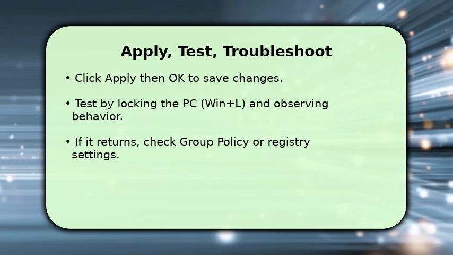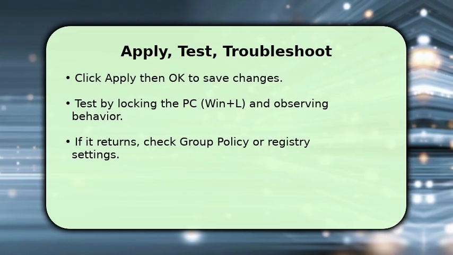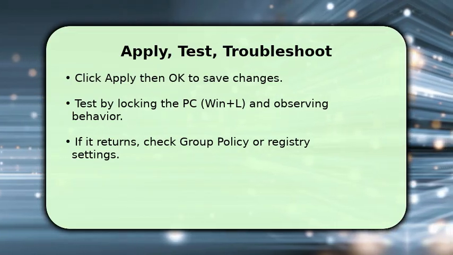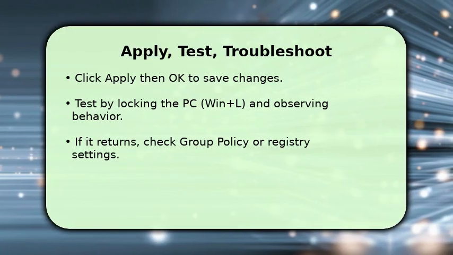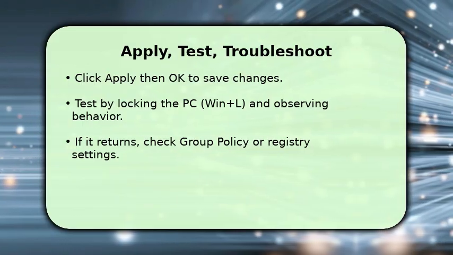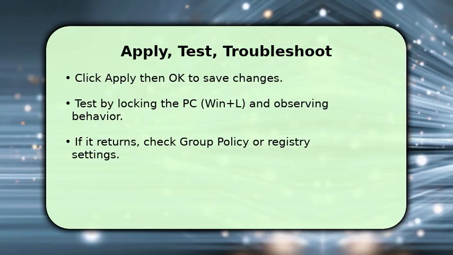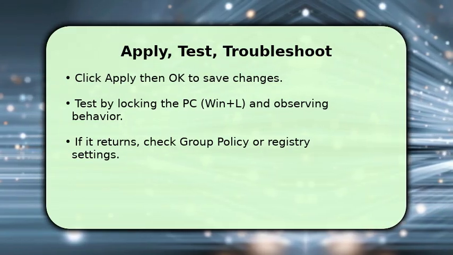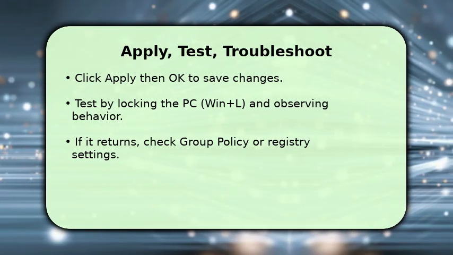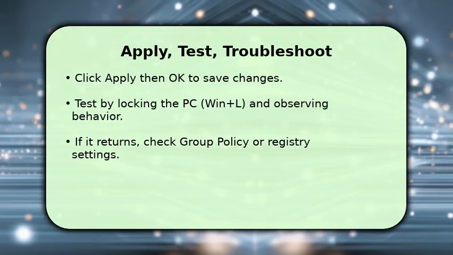You should test immediately by locking the PC with Win+L and waiting slightly longer than the previous wait time to verify nothing activates. If the screensaver still appears, make sure other settings like Power Plans, third-party utilities, or group policy aren't forcing it. You can run the screensaver control directly or inspect registry and policy settings to find overrides. If needed, I can walk you through those checks.